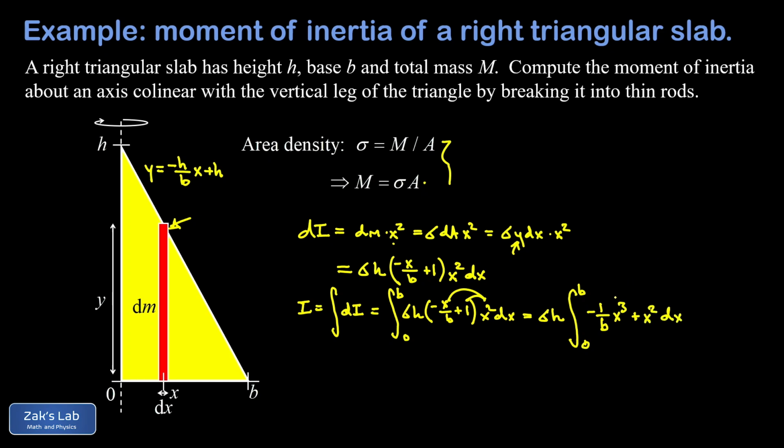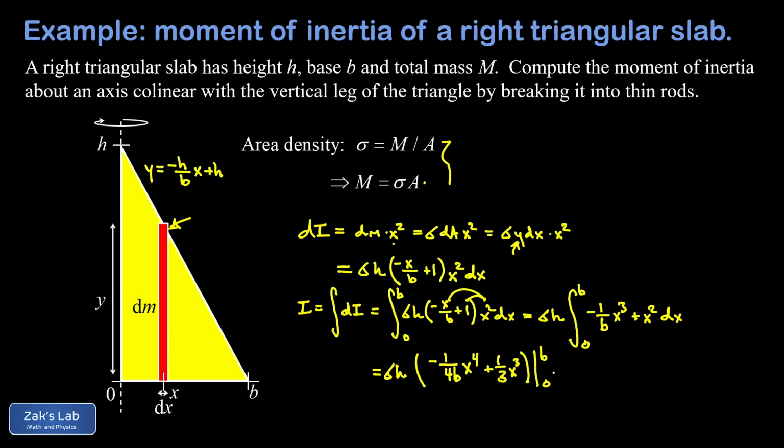Now each of those terms is integrated by the power rule. So x cubed integrates to 1/4 x to the 4th. So our first term then is a negative 1 over 4b x to the 4th. And our second term integrates to 1/3 x cubed. And now we're evaluating this from 0 to b.